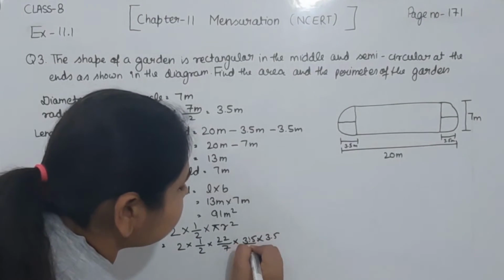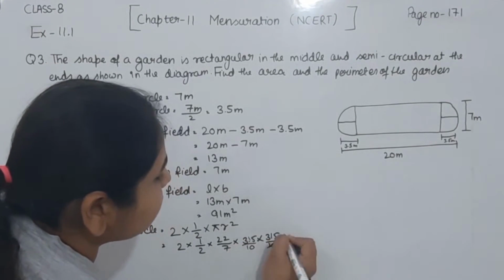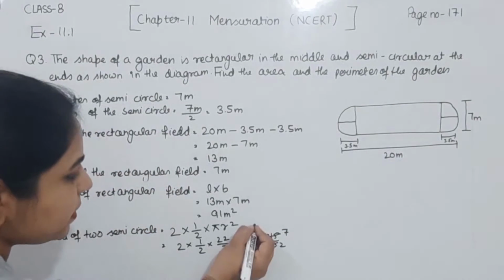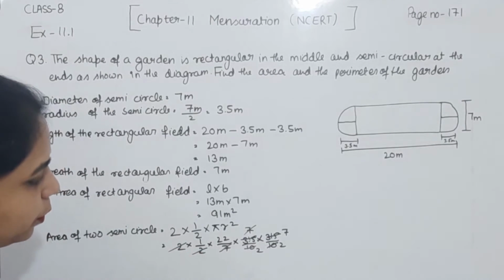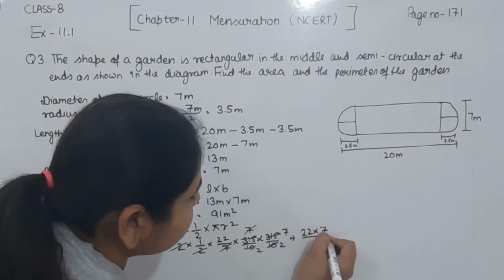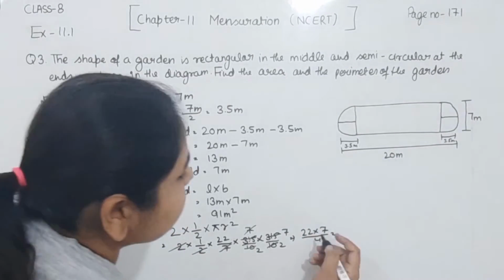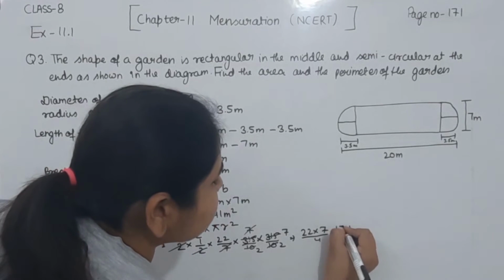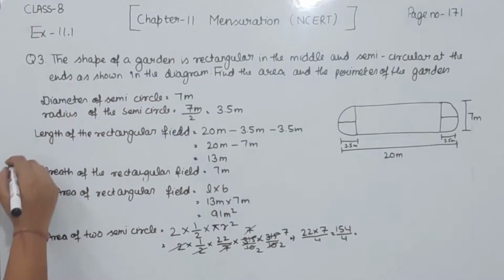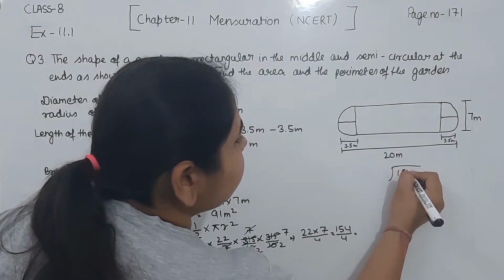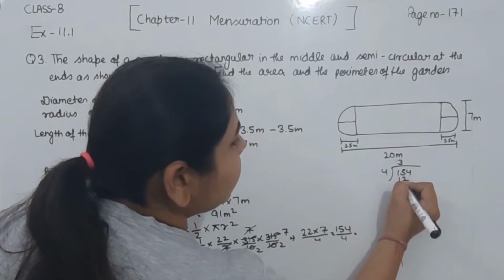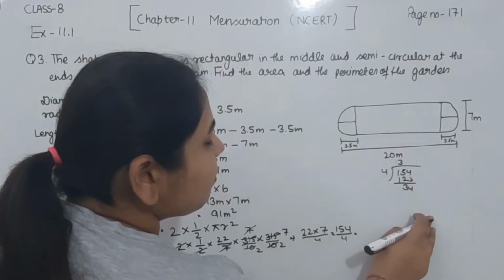First of all, we have to remove the decimal here. Now 5 2s are 10, 5 7s are 35. 7 is cancelled from 7, 2 is cancelled from 2. Now we have here 22 multiplied by 7 divided by 4. We are going to multiply this one: 7 2s are 14, carry 1, 7 2s are 14 and 1 is 15, so 154 divided by 4. Now we are going to divide it. 4 3s are 12. Remainder 3.